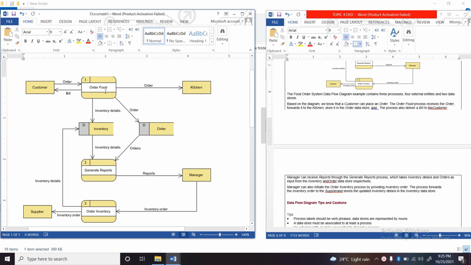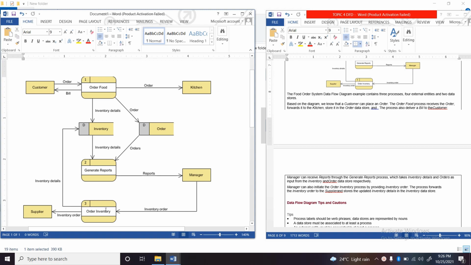From the process of ordering food, it was being saved on the inventory data store and also the order data store. And then the inventory data store details are forwarded to the process of generating reports, also the order here. And then it is forwarded to the manager. And our manager, okay, he can also process the inventory order. So we have an order inventory here which will be given to the supplier.